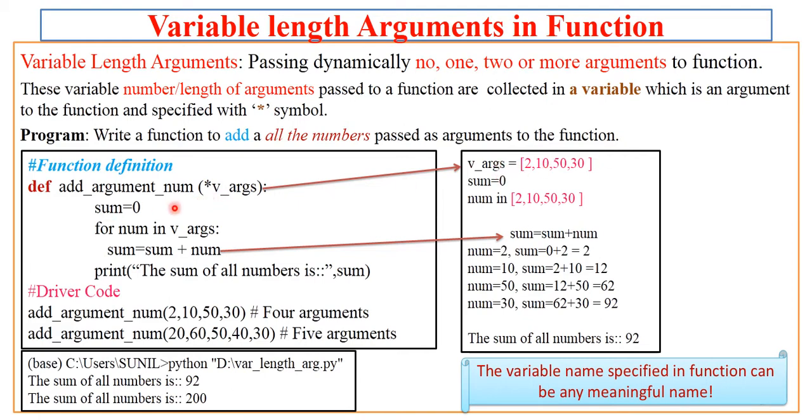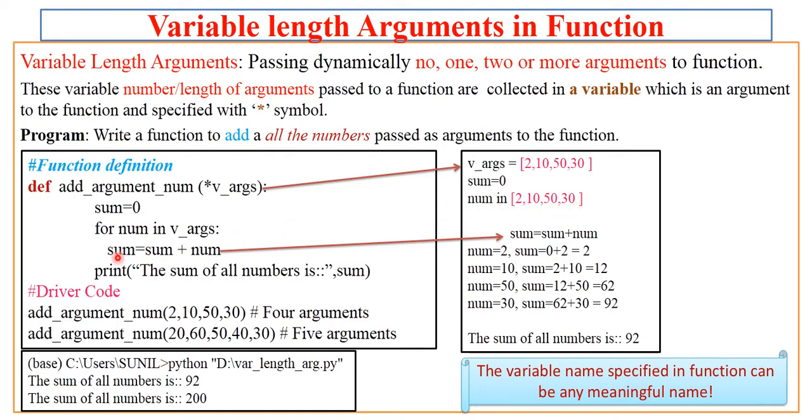Now here I have sum equal to 0, so sum is initially 0. Now, num in var_args. As var_args is a list, num in list will assign all the values one by one to num, and using the num variable and this in operator, it will fetch one by one all the values from the list.